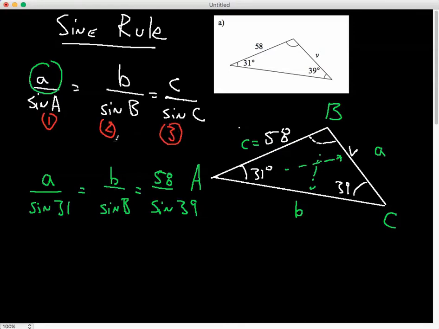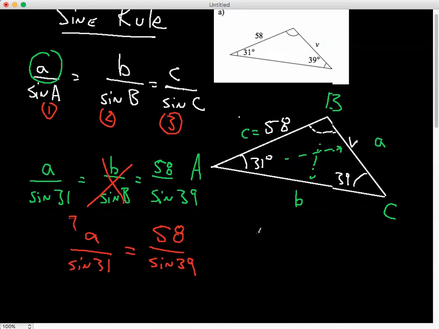So we can choose either 1, 2, or 3. We need to choose 2 out of 3 of these and equate them so that we have one unknown. We have to choose A over sine 31 for sure, because we're looking for A. This is our unknown here. And we have to equate it to one of the others. In order to solve an equation, we have to make sure that there's only one unknown. This one already has one unknown, so the b one is not going to help us at all. It just has 2 more unknowns that we don't have from our drawing. So I'm going to use 58 over sine 39.